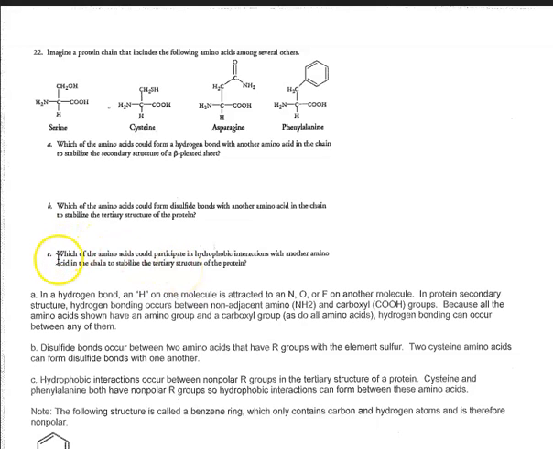Question C says, which of the amino acids could participate in hydrophobic interactions with another amino acid in the chain to stabilize the tertiary structure of the protein? So hydrophobic, remember, hydrophobic would mean that that amino acid has no charge, or no slight charge, partial charge. So what you're looking for is something that's kind of lipid.